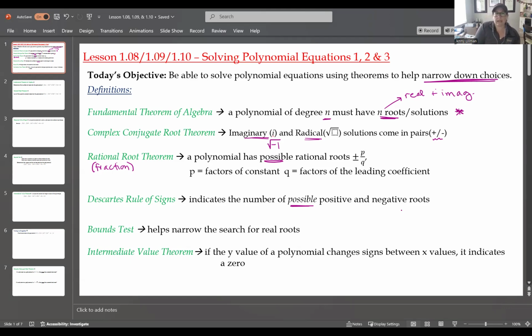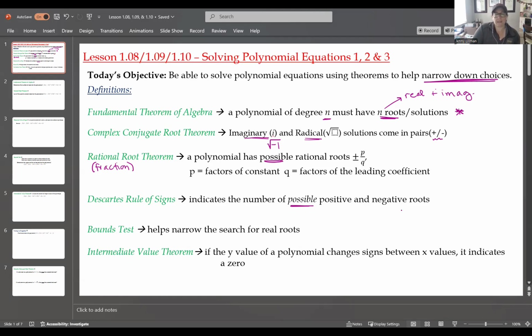Okay. The bounds test is used to help limit where we are looking for our answers, because if we think we have an infinite number of choices from negative infinity to positive infinity. So the bounds test is going to help us narrow it down so we're not searching everywhere to figure out what the solutions are. Maybe we only have to look from -5 to +2. All my answers are just between those two numbers. So instead of looking everywhere, we have a limited search for that.